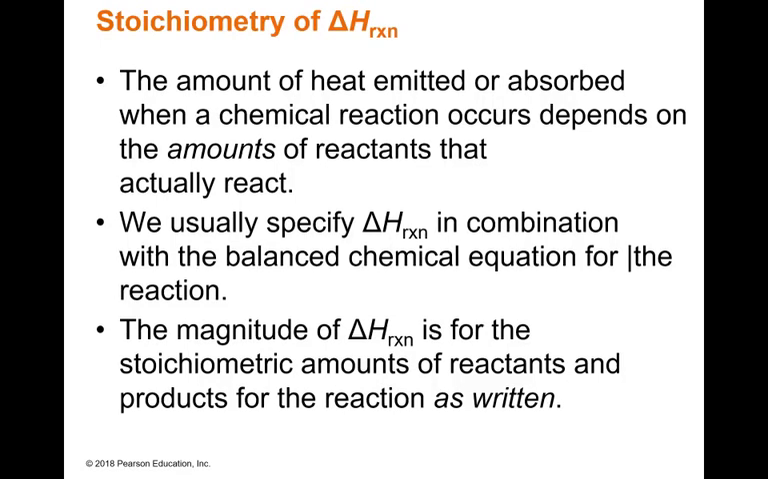Just like with masses or moles, delta H rxn follows stoichiometric rules. The amount of heat released or absorbed depends on how many moles of reactants are involved. For example, if the delta H rxn is given for the reaction of 1 mole of substance and we react 2 moles instead, the heat changes proportionally. That's why we always pair delta H rxn with a balanced equation.